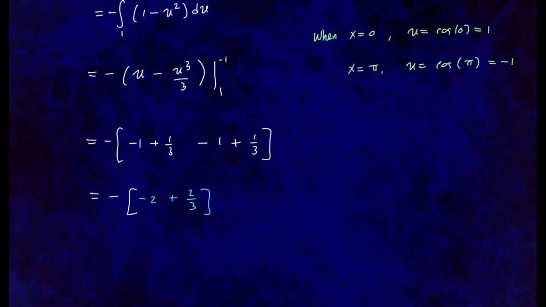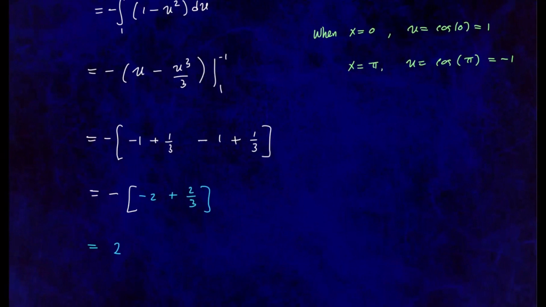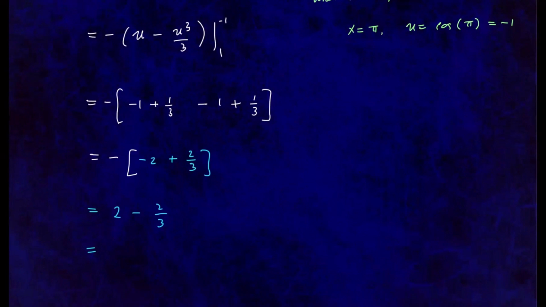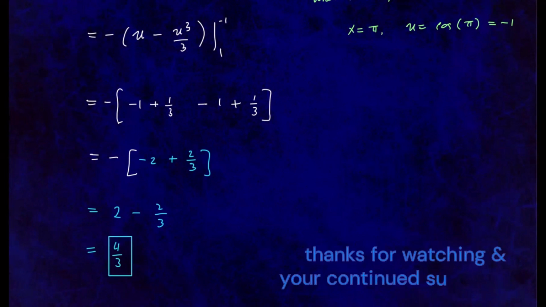And now we can distribute out that negative. So this will be positive 2 minus 2/3, which will give us 4/3. All right, so that is our area for this particular problem between that interval. I hope this makes sense.